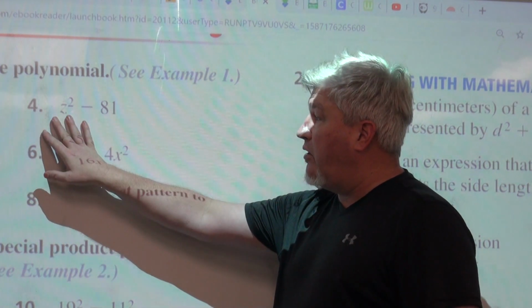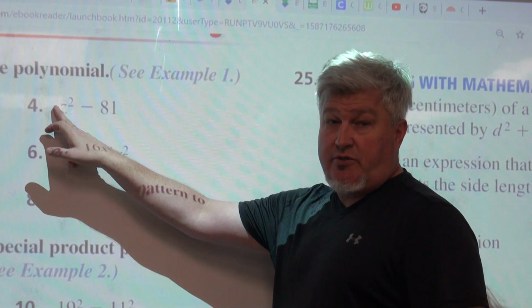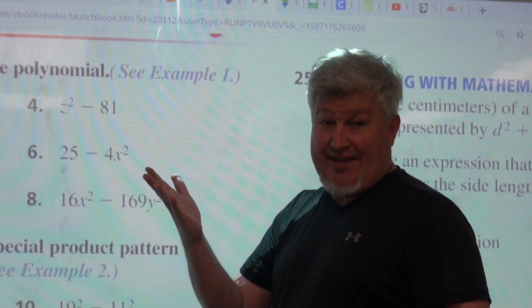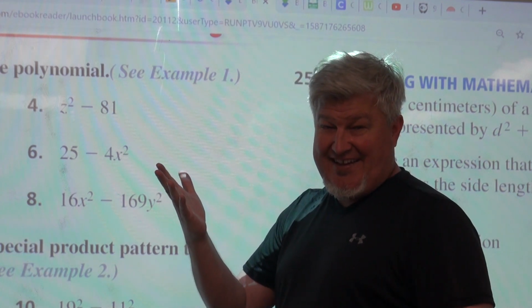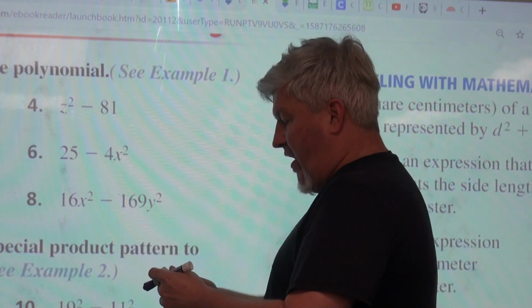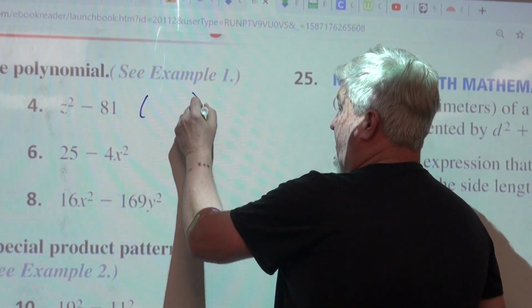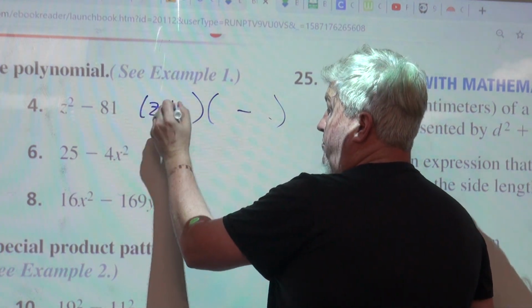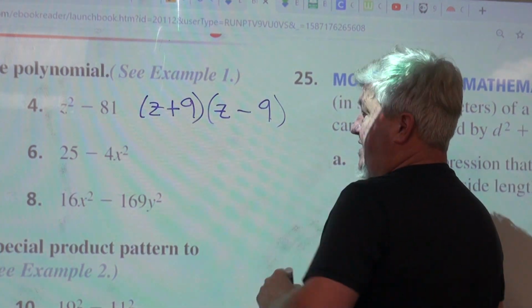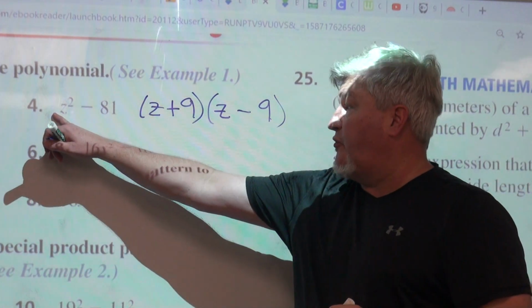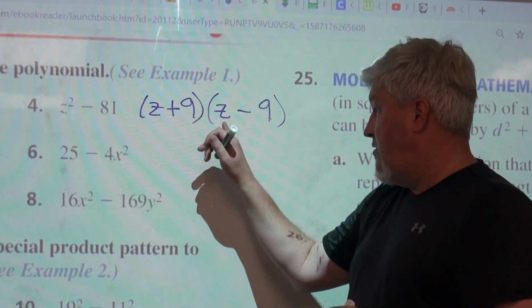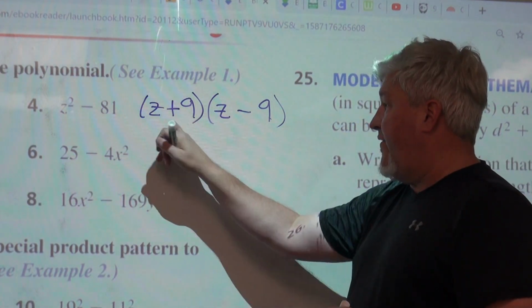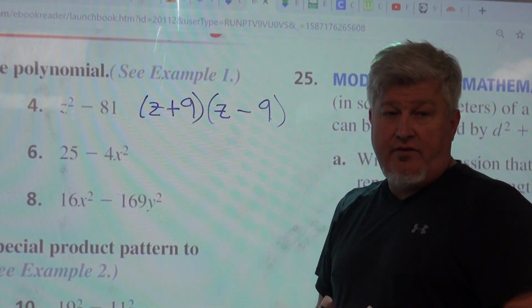So I've looked at number 4. I've got the number 1 in front, which is a perfect square, and 81, which is a perfect square of? Megan? 9. 9, right? So I've got two perfect squares, so I write my two brackets. I know one's plus, one's minus. It's z plus 9 and z minus 9. So you just square root the first term, put it there with the variable, square root the second term, put it there, and then just change the signs, each one different from the other.